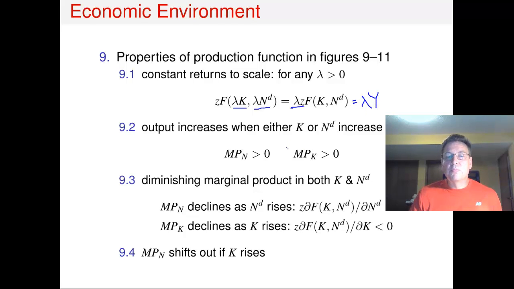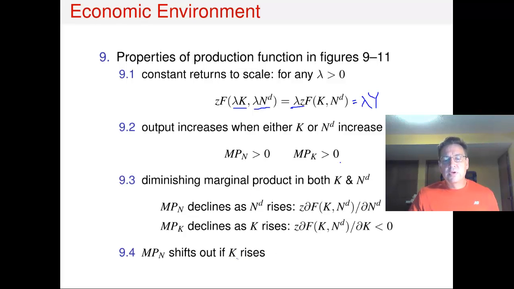A second important property is that both capital and labor have a marginal product that's positive. So MPN is the marginal product of labor, MPK is the marginal product of capital, and these are both positive. However, they exhibit diminishing marginal product. What that says is that although the marginal product of labor is always positive, as you increase the amount of labor that you employ, the new labor that you hire is going to be less productive than the previous unit of labor that you hired. This is probably a property that you learned about in micro.